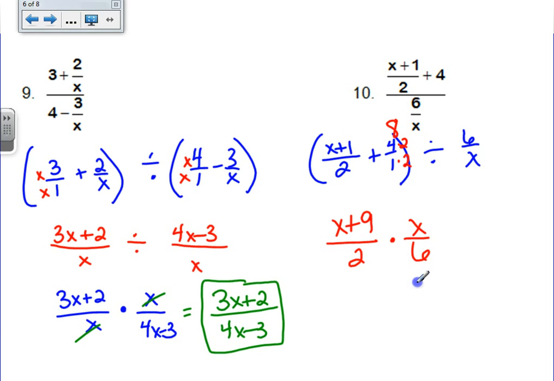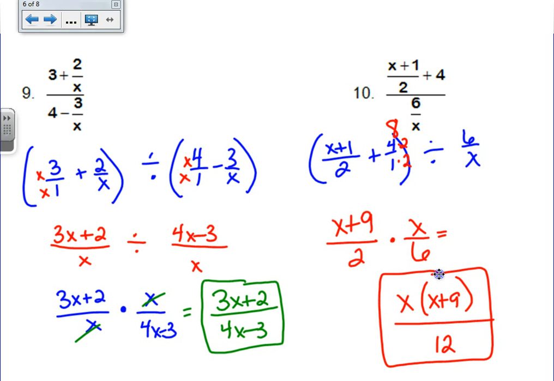Well, this isn't very exciting at all. There's really nothing that's going to happen here. I'm going to leave it as x times (x plus 9). I'm not going to bother distributing it in and multiplying because I want to keep things factored, over 12. Lovely. And you'll kind of notice the original problem and our final answer really don't look anything alike, and that sometimes will happen.